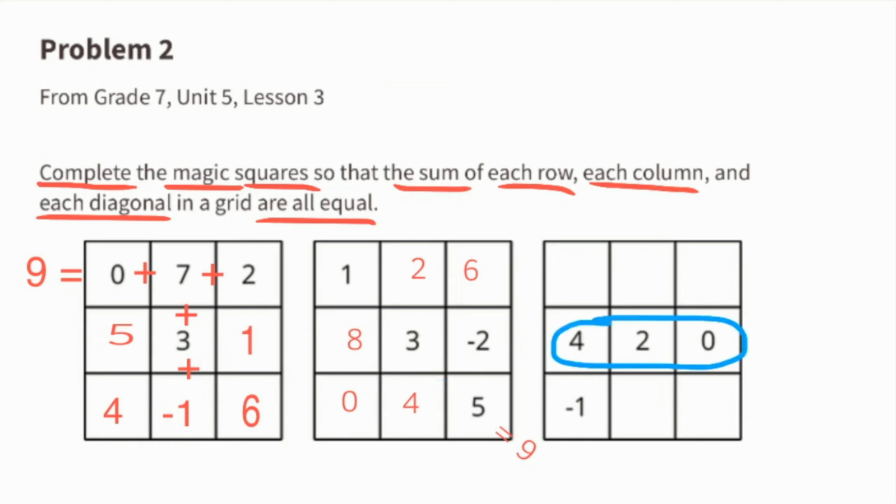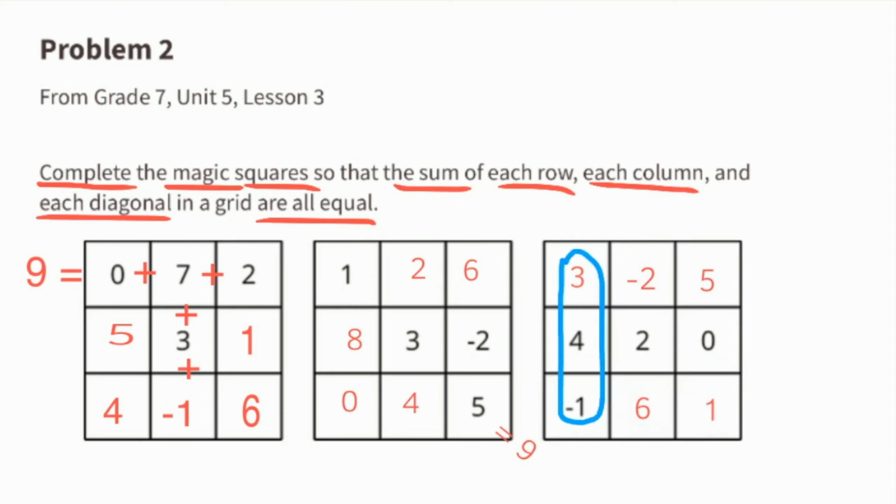They've given us 4 plus 2 plus 0, that equals 6. For this grid, every row, every column, and every diagonal needs to have the sum of 6. The left column, 3 plus 4 minus 1, that equals 6. Across the top, 3 minus 2 plus 5, that equals 6. The middle row, 4 plus 2 plus 0, that equals 6. Across the bottom, negative 1 plus 6 plus 1, that equals 6.